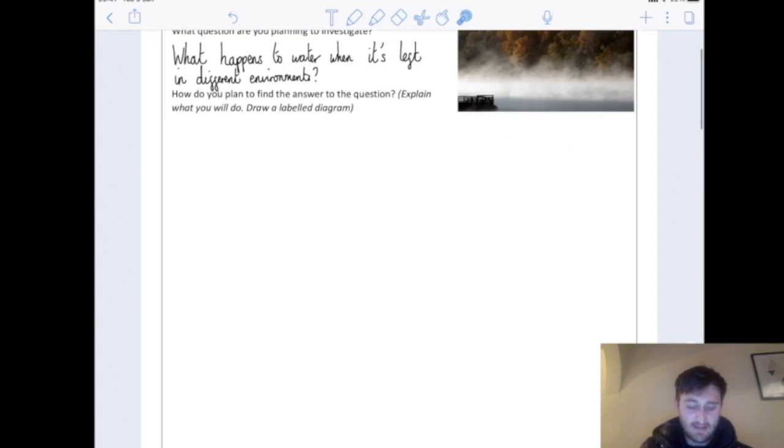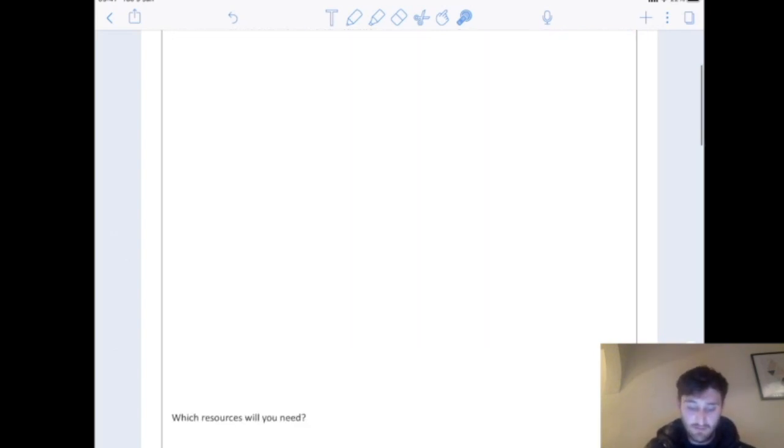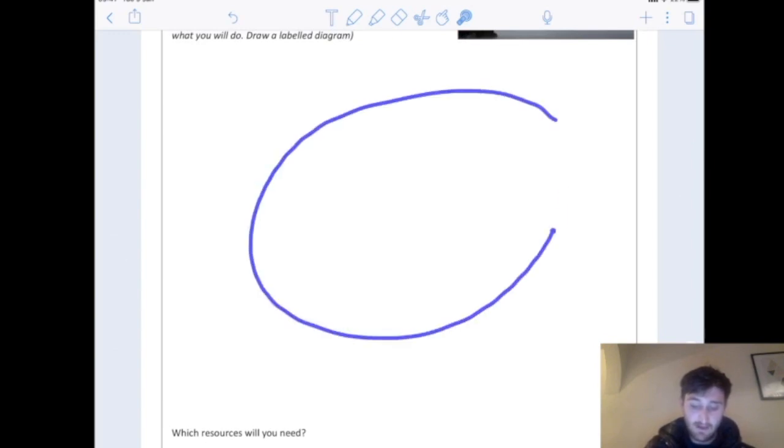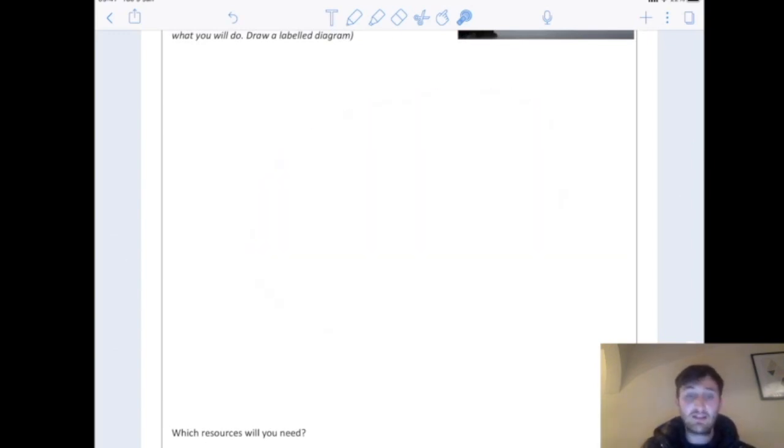Underneath, it then says, how do you plan to find the answer to the question? So I want you to explain in your own words what you will do. So what have you done? You have put 4 glasses of water, all equal measurements, into 4 separate glasses, and then you have spread these 4 glasses in different places around your house. You might even want to draw a labelled diagram of this. You've got all this space underneath to do that. So you can either draw a picture or just write about it.